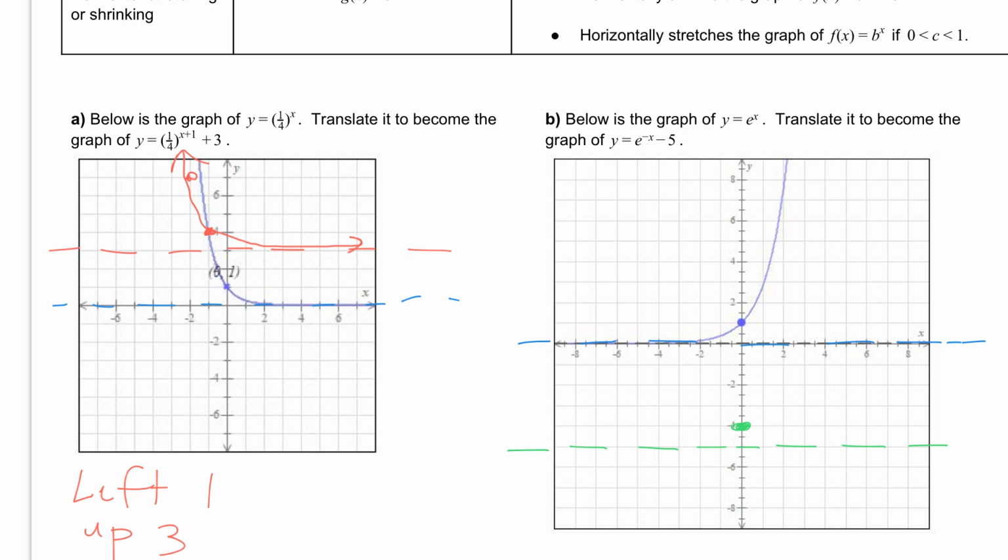And then let's find one other point on our graph. If we take a look here at the point 1, 3, if it's reflected over the y-axis, it goes the same distance away but over here. So it becomes the point negative 1, 3. And then I move it down 5: 1, 2, 3, 4, and 5. So I get the point negative 1, negative 2. And then I can draw in my graph, which is going to look like this.